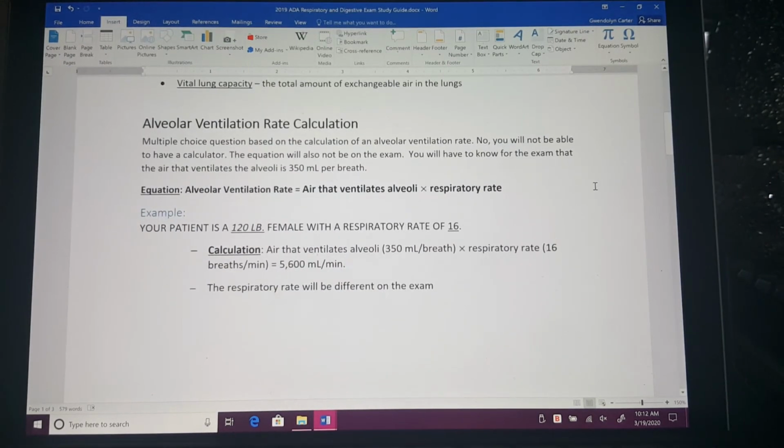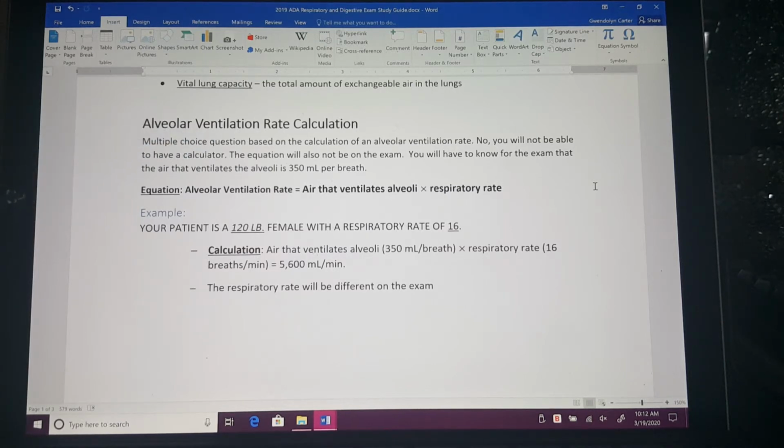Next part of the test is the alveolar ventilation rate calculation. It's only one math problem, it's multiplication. You also will have multiple choice answer selections for the actual math problem. So you don't actually have to really do the math if you're good enough at estimating. So no, you won't have a calculator. No, the equation will not be on the exam.